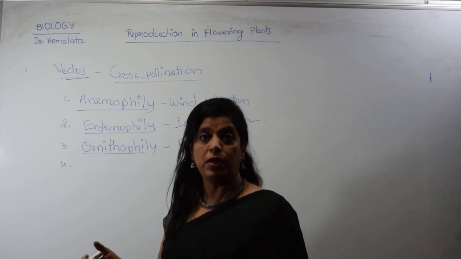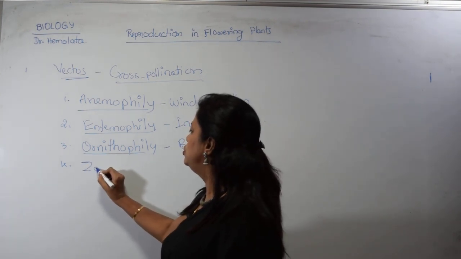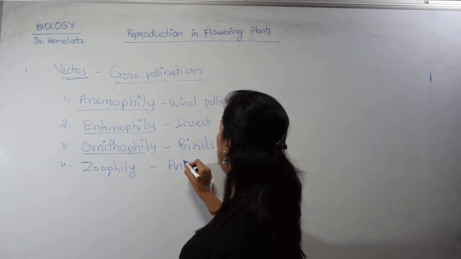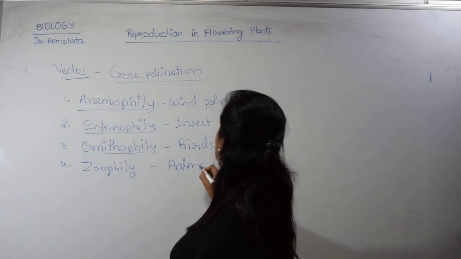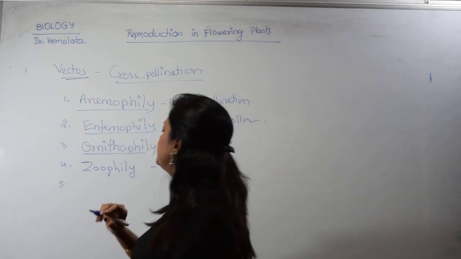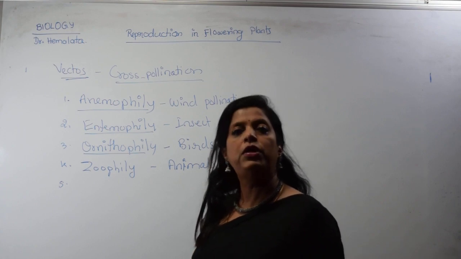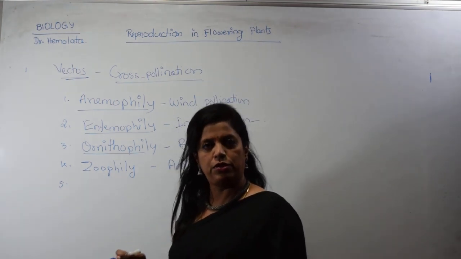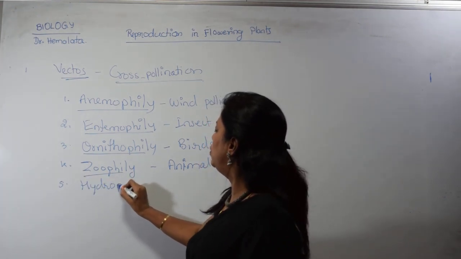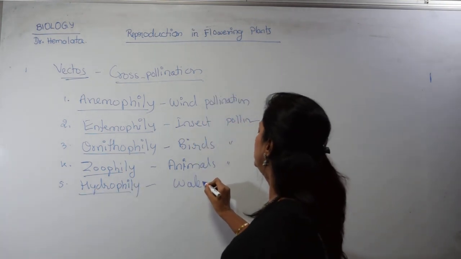Fourth one, other animals including humans, goats and sheep, and cows, when they are moving around, they bring about pollination. That is pollination through animals. We call it zoophily. Zoophily is pollination through animals. Then fifth one, in the plants which live in water like Vallisneria, pollination happens with the water currents. We call that hydrophily. Hydro refers to water. Hydrophily is pollination through water.